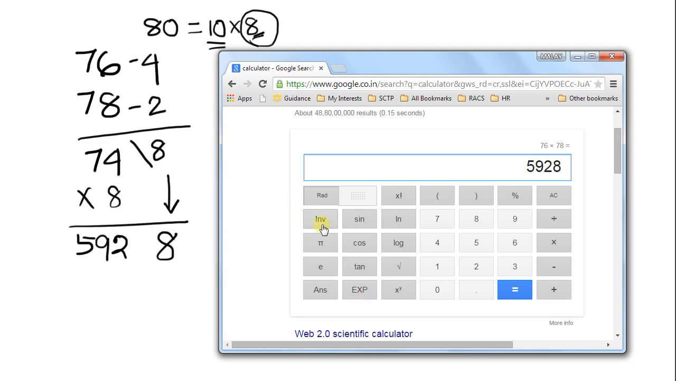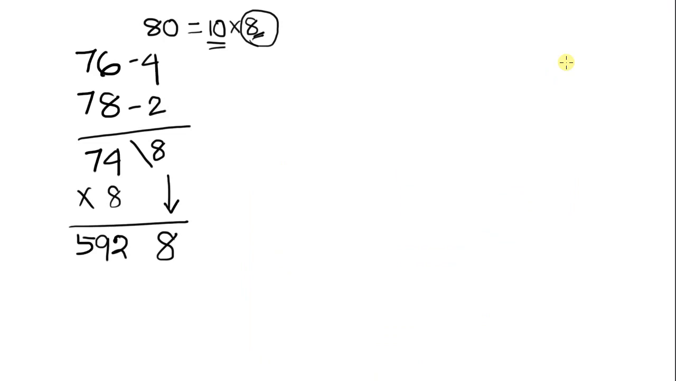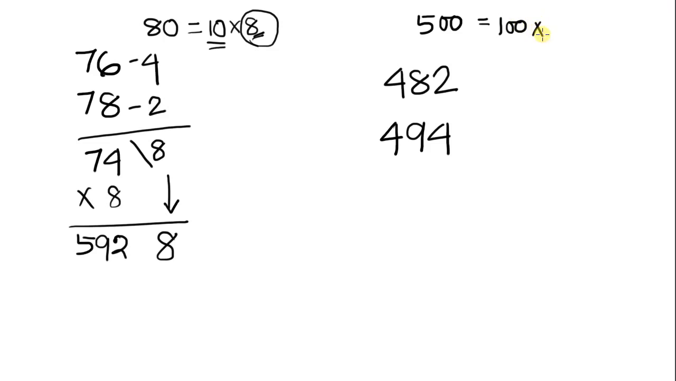So this is like taking a different base other than 100. Let's extend this to still higher numbers. This time I will take two numbers which are 3-digit numbers: 482 multiplied by 494. Here, if I take my base as 100, I will get bigger differences. But if I take my base as 500, then I will get smaller numbers. So 500 I can write as 100 into 5.